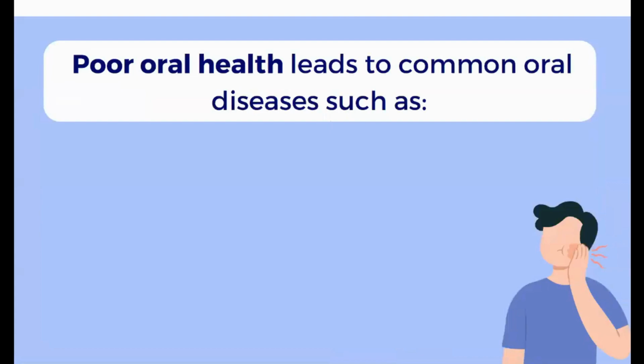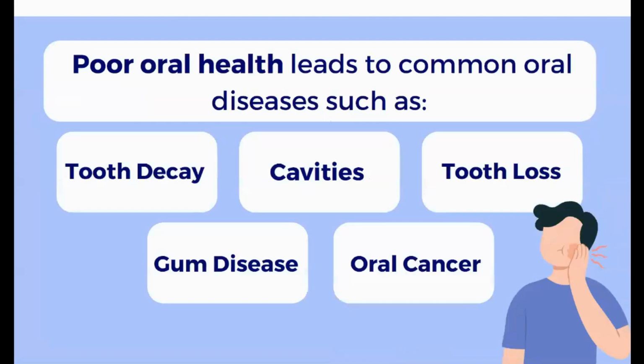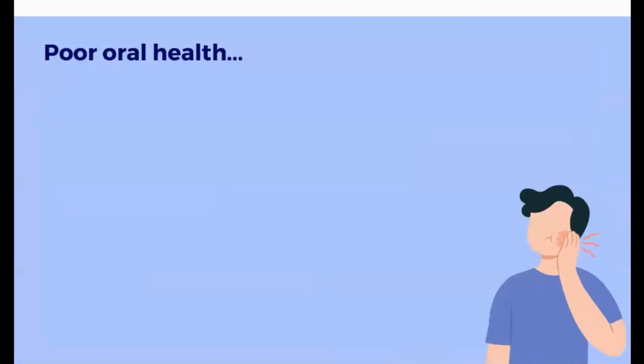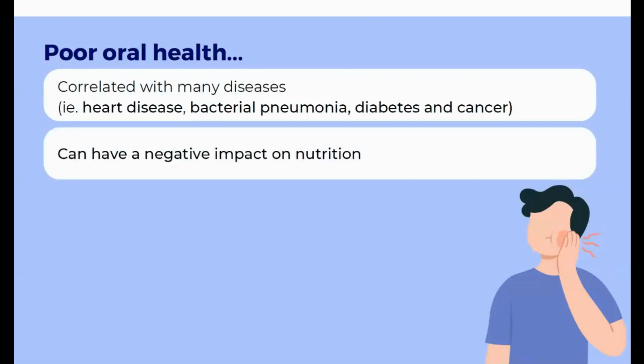And even more so, poor oral health itself leads to common oral health diseases. This includes tooth decay, cavities, tooth loss, gum disease, as well as oral cancer, all things you've likely heard of before. But even more than that, poor oral health can wreak havoc on your system as a whole. For instance, research has correlated poor oral health with many chronic diseases. If you have poor oral health, you're more likely to also have heart disease, to have bacterial pneumonia, to develop diabetes, as well as certain types of cancer.